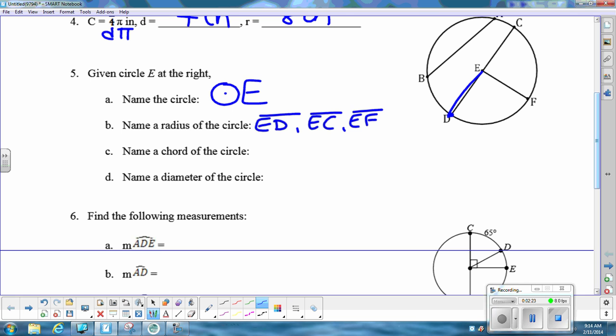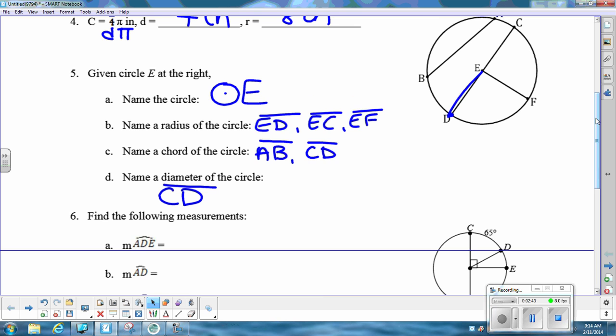Chord is just a line that hits 2 spots on your circle, so this would be either AB or CD. And then diameter has to go through the center point and hit the circle twice, so this would be line CD.